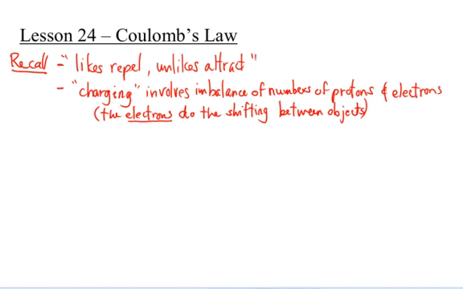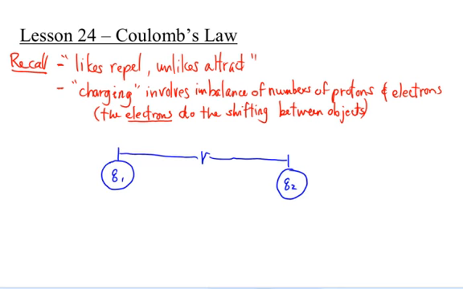Let's suppose that we have two objects which have been electrically charged. We'll call one of the excess amounts of charge Q1, for quantity of excess charge on object 1, and the other one Q2, which is the quantity of excess charge on object 2. And we'll suppose that these two objects are separated by a distance r. Coulomb's law says the force that these charges feel is given by an equation.